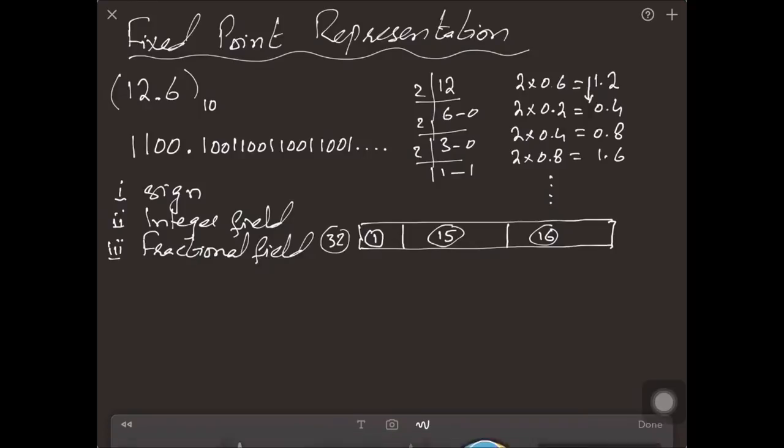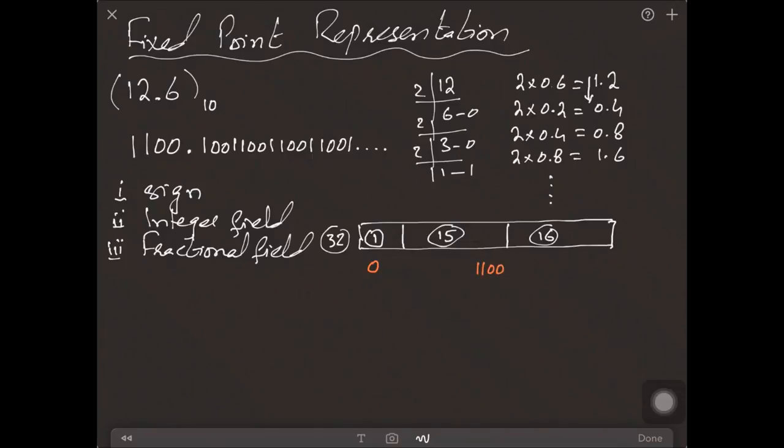Let me change color and write the number over here. I write a 0 over here because the sign is positive, and then as far as the integer field is concerned, that is 12, and that is 1 1 0 0 0 0 0 0, and so on, so these are 15 bits. And then we have the fractional part, 16 bits, and that is 1 0 0 1 1 0 0 1 1 0 0 1, and so on. We just write 16 bits over here.